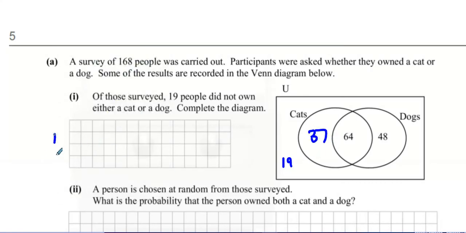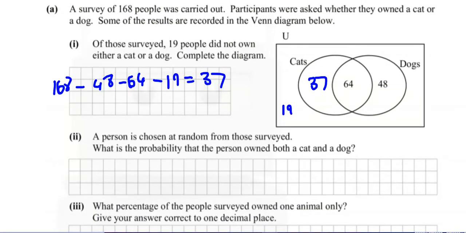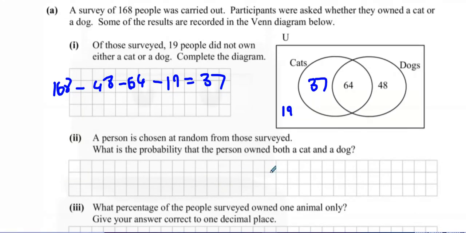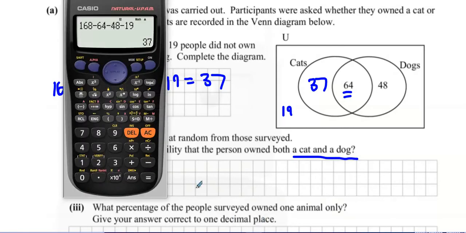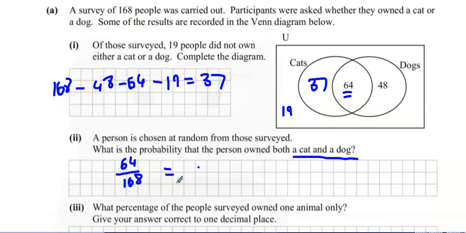And please remember, anything you type in the calculator needs to go down on the paper. Otherwise, you might not get marks if you make a mistake. A person is chosen at random from those surveyed. What's the probability you own both a cat and a dog? People who own a cat and a dog are in the middle, 64. So 64 divided by 168, which is, just keep it as a fraction, I suppose, 8/21.